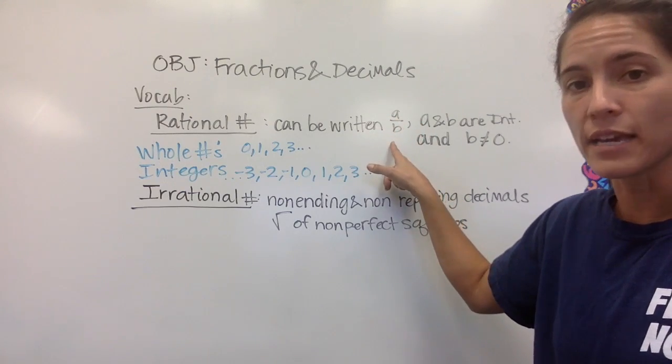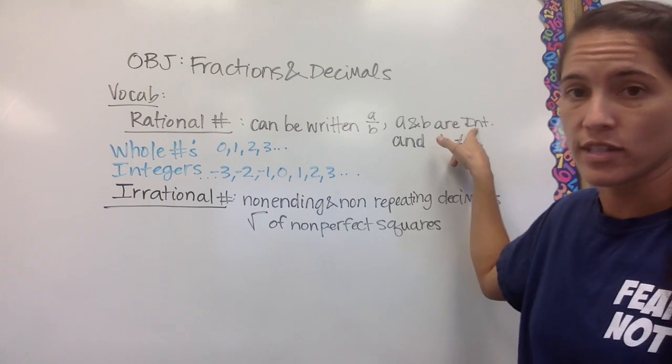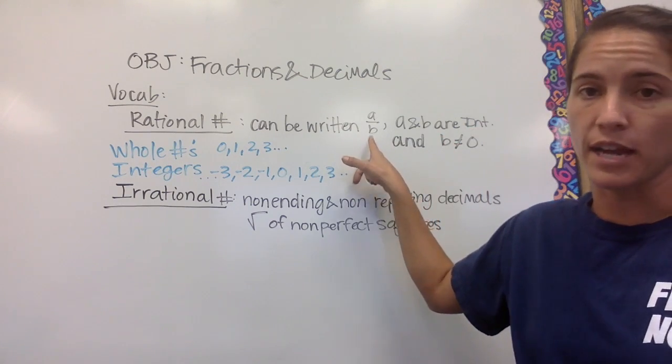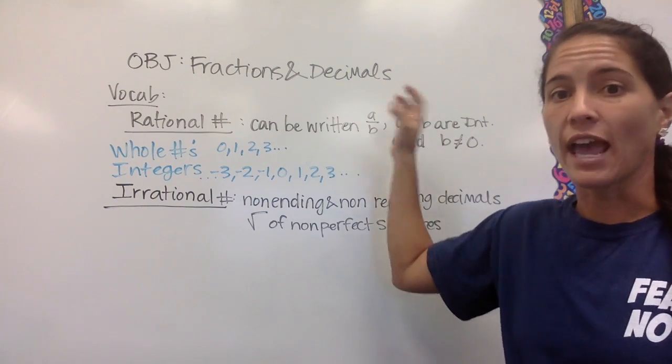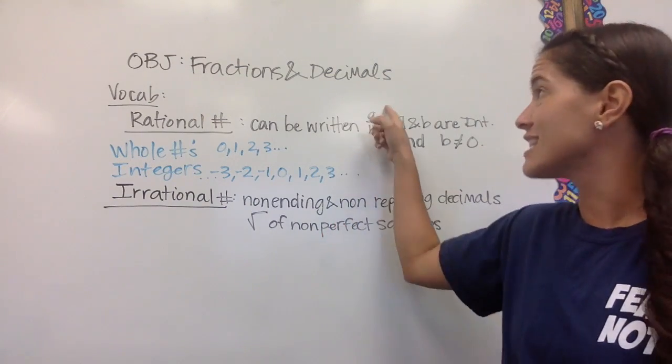A over B, and A and B are integers, that says integers, and B cannot equal 0. You cannot have a 0 in the denominator. So basically any number that you can write as a fraction when A and B are integers, positive or negative whole numbers. You're not going to have a decimal in a fraction.